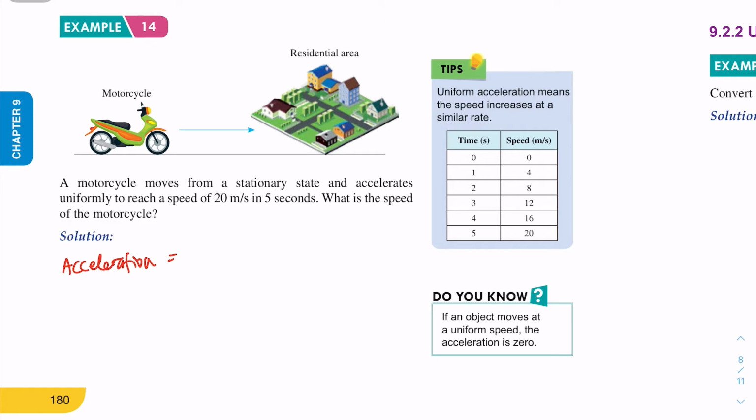So we know that the acceleration is final speed, which is 20, minus initial speed, which is 0, divided by time, 5 seconds. So we have 20 divided by 5 is 4 meter per second square. So this is the unit for acceleration.